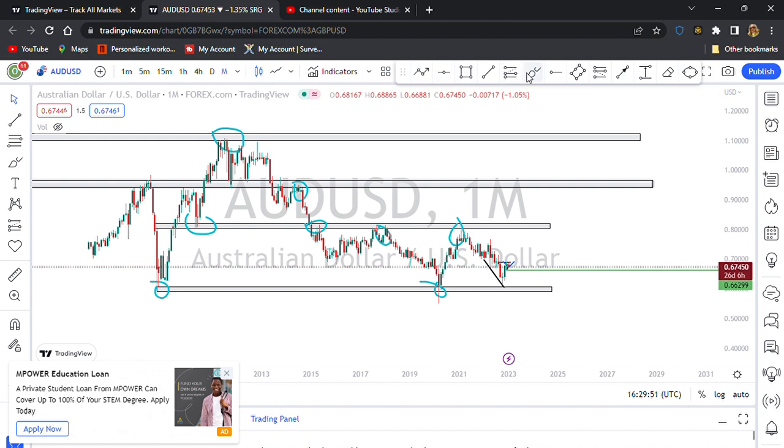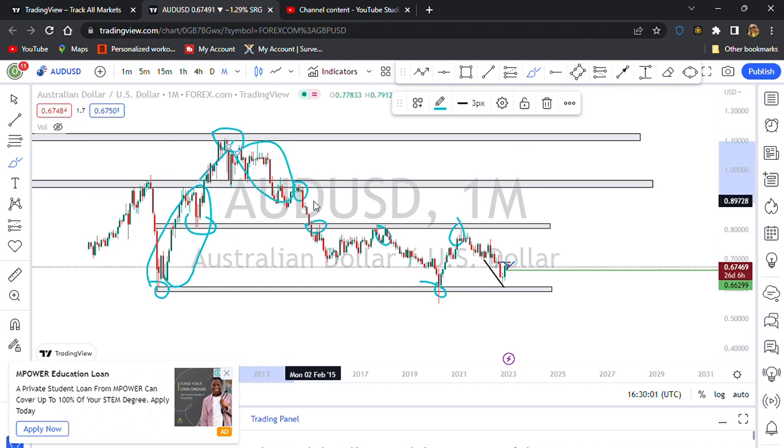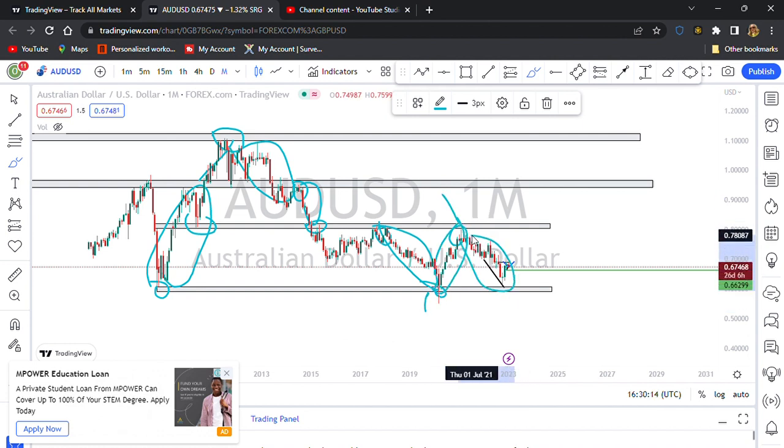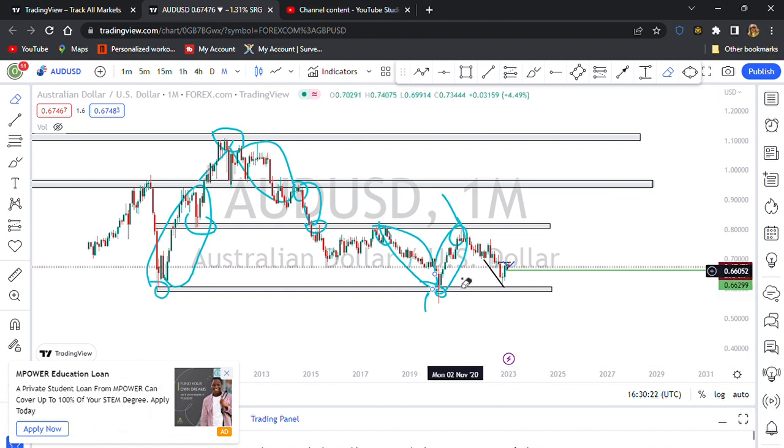We can see that price moved from this zone to this zone, from this zone to this zone, and from this particular zone to this zone. I hope it's not getting difficult. Price moves from zone to zone. No matter what the trend is, you have to know that price moves from zone to zone.